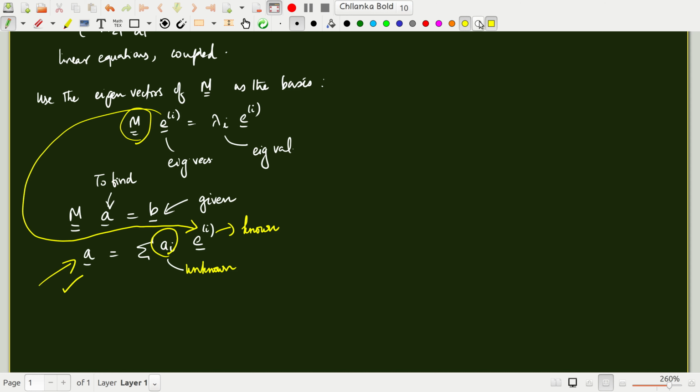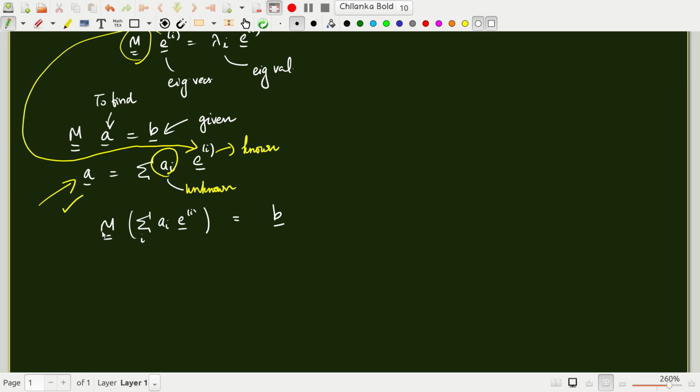Now we'll substitute this back into the expression. So M times the summation over i of ai ei is equal to b. Because it's a linear operator, I can take the operator inside the sum, so the summation over i of ai M ei is equal to b. But M ei is lambda i ei, because the ei's are eigenvectors, so this becomes the summation over i of ai lambda i ei is equal to b.